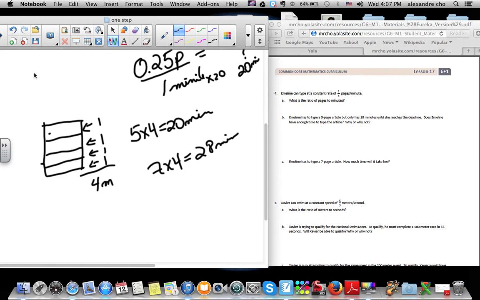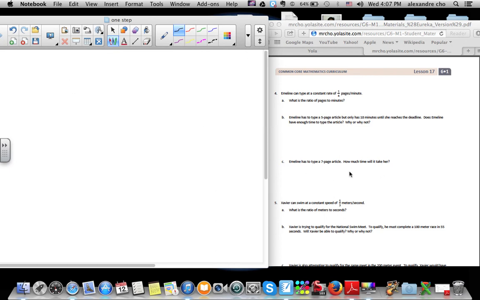Next one. Xavier can swim at a constant speed of 5/3 meters per second. Seriously, why do they give you weird numbers? 5/3 meters, here's your ratio, in 1 second. I personally don't like the way they gave it to you guys.